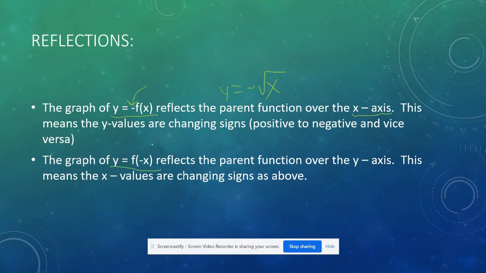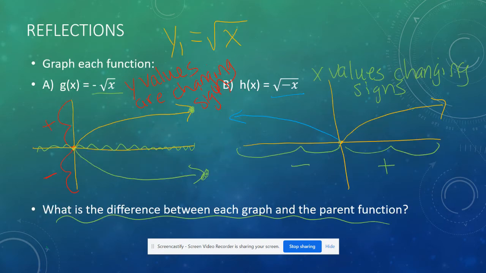The graph of y equals f of negative x. Now the negative's inside there. And so that's our second example, like this. It reflects the parent function over the y-axis. So again, if I go back, here's my y-axis, and we basically picked up this parent function and flipped it over there.